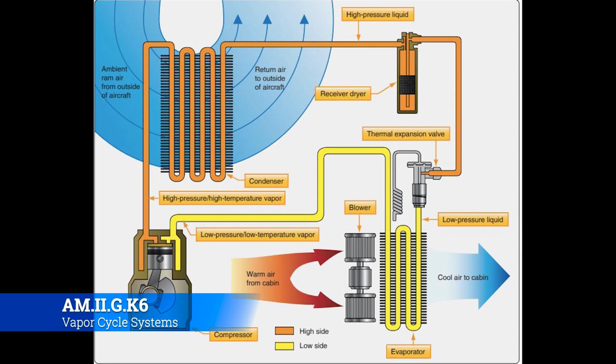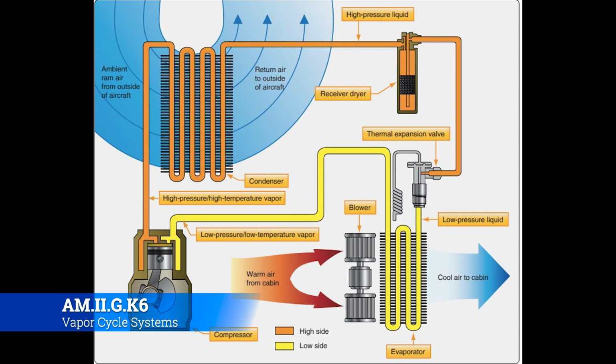Outside air is directed over the condenser, and the temperature of the refrigerant inside is higher than the ambient temperature, so heat is transferred from the refrigerant to the outside air. The amount of heat given off is enough to cool the refrigerant and condense it back into a high-pressure liquid, and it flows through the tubing and back into the receiver dryer, completing the vapor cycle.